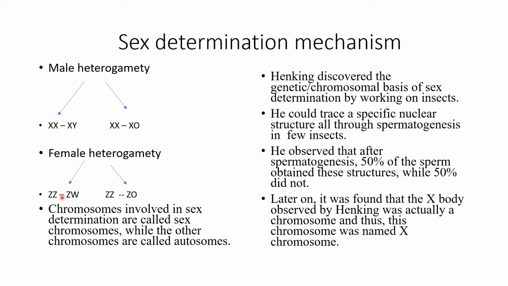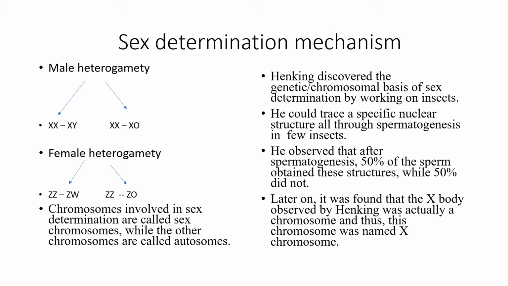Now you see here, ZZ. This is what? Male. ZW is female. Already we saw female heterogamety. So female can produce two types of gametes, either the gamete with the Z chromosome or the gamete with the W chromosome. Like that way here also ZZ, Z0. Here also the female produces gametes either with the Z chromosome or without the Z chromosome. Okay, so male heterogamety and female heterogamety.